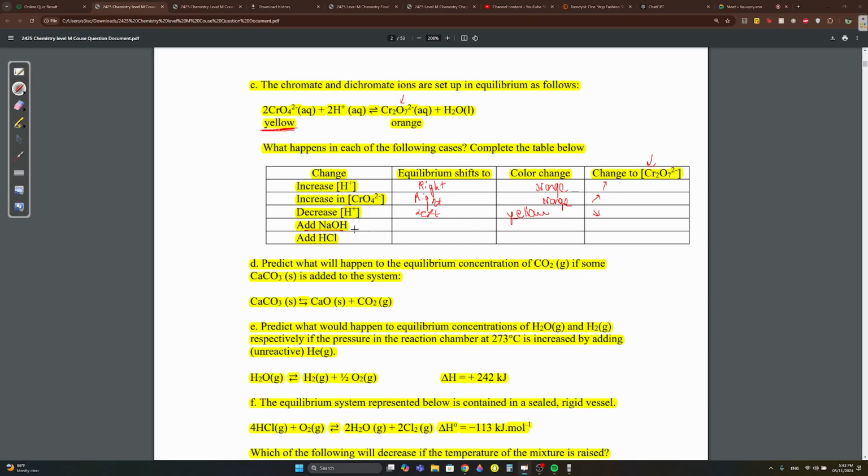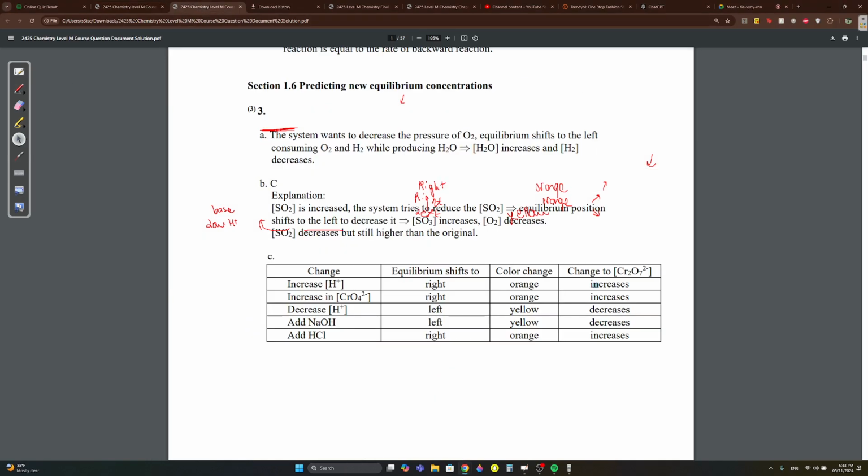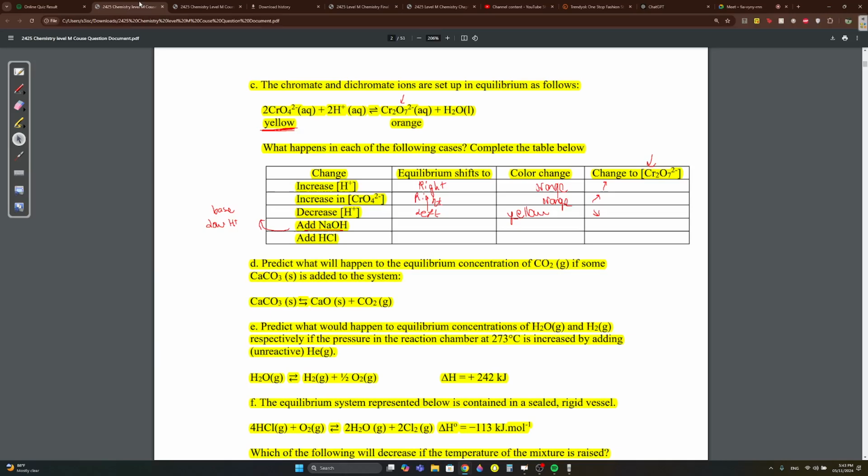Add NaOH. If you add NaOH, you're adding a base. A base has low H plus, if I'm not wrong. So it should be the same as the one above it. I just need to make sure. Yes. NaOH is a base. Bases have OH. Do they have H plus? No, they have OH, so it's removing H plus. So what's going to happen is the same as the one before. So left, yellow, goes down.